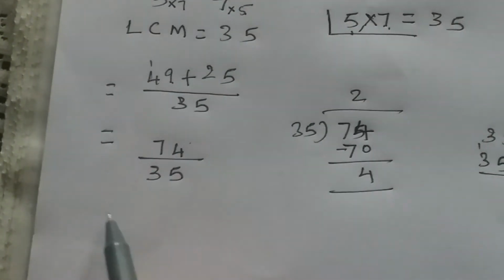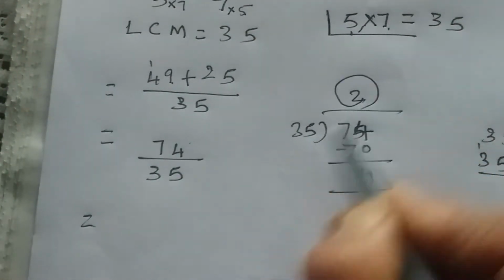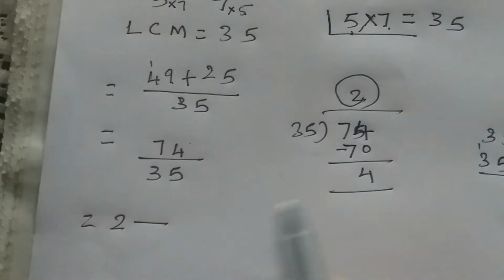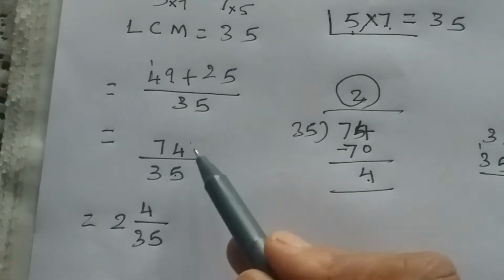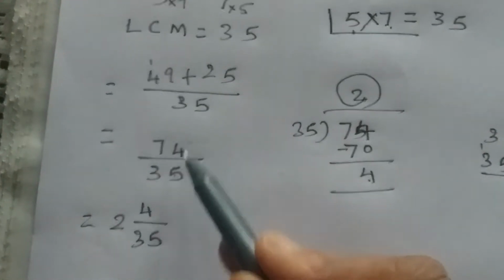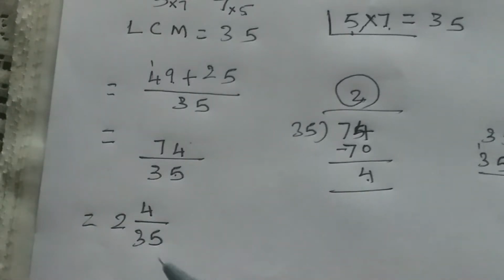So how to write this now? Your quotient is the whole number, then the remainder goes in the numerator and write the same denominator. This is converting an improper fraction. Numerator is greater, denominator is smaller. We can write it as a mixed number, that is one whole number and a proper fraction.